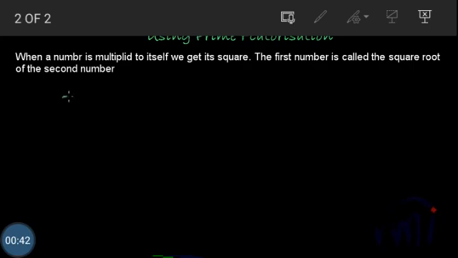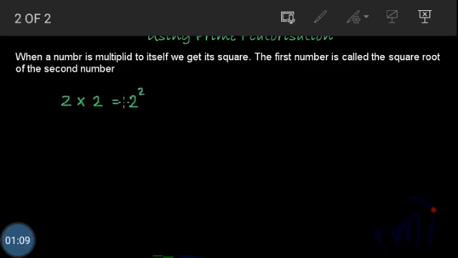So if I take 2 and to find its square, what I have to do? The definition of square is when a number is multiplied to itself, we get its square. So if we want to find the square of 2, we have to multiply 2 by itself. That is 2 multiplied by 2. And this is written as 2 to the power 2. 2 is getting repeated 2 times.